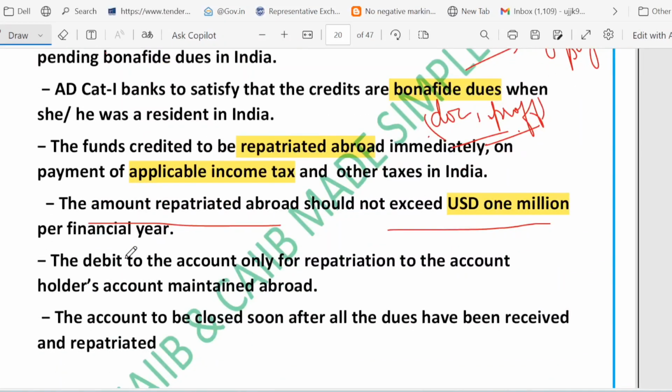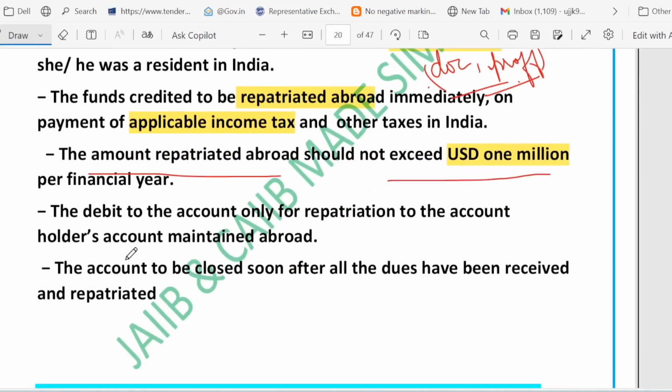Now the next point is where the money can go, right? Any debit from the redesignated NRO account for repatriation must be only to the account holder's bank abroad. It must be repatriated to the account holder's account maintained abroad. So it means the bank will not send the money to a third party abroad from this redesignated account. In other words, the money goes back to your overseas account.